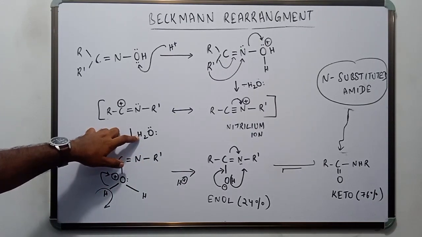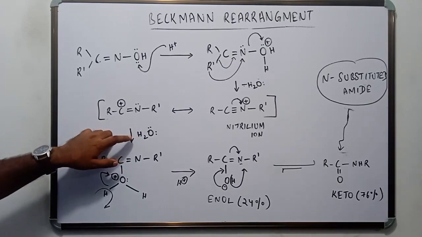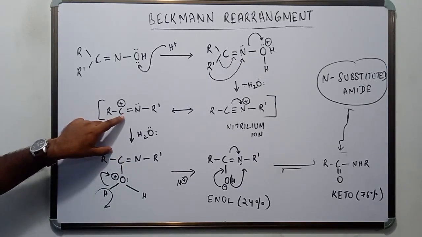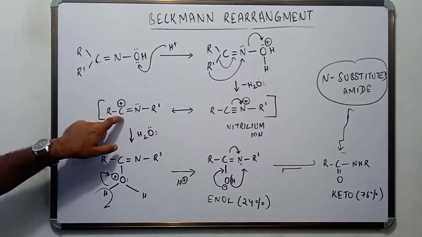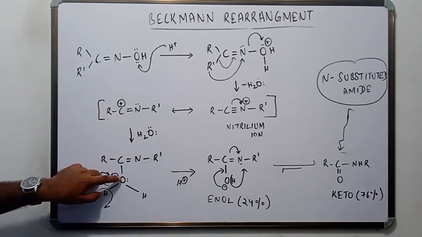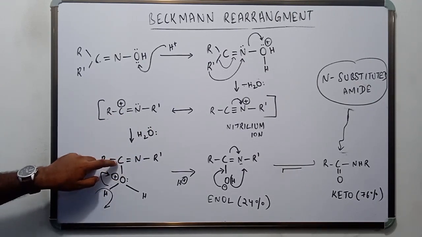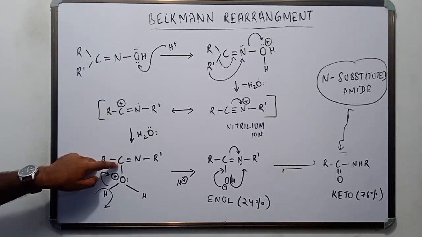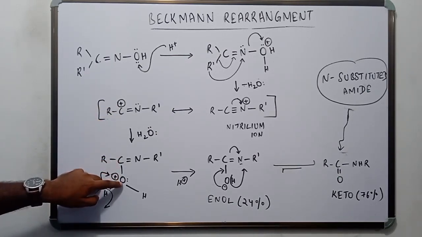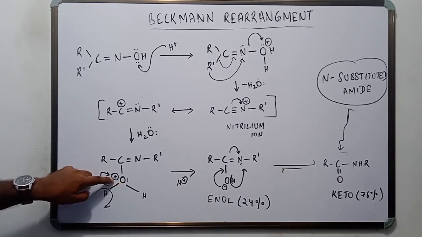It can act as a base when it encounters an acid, and it can act as an acid when it encounters a base. Here it is encountering a very strong Lewis acid, this one. So it behaves like a very strong Lewis base. It donates its lone pair of electrons to the positively charged carbon. So the carbon's positive charge evades away. But in the process of doing so, because oxygen lost its lone pair of electrons, the oxygen gets a positive charge.